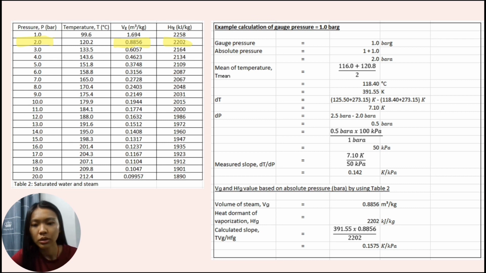The same step and method also apply at the gas pressure equals 1.0 bar gauge. Only the volume of steam and heat of vaporization need no interpolation. So at 2.0 bar absolute, the Vg can be taken directly from Table 2, which is 0.8856 meter cube per kg, and HFG equals 2202 kilojoule per kg. The calculated slope is the mean temperature times the Vg divided by HFG, which equals 0.1575.